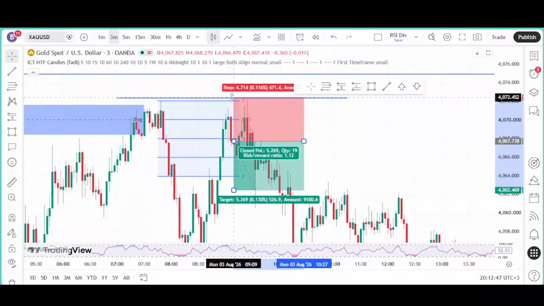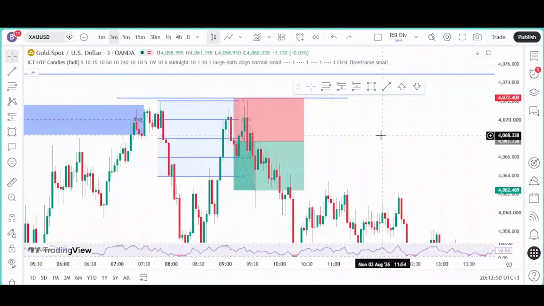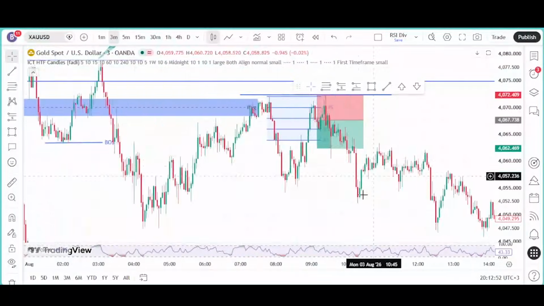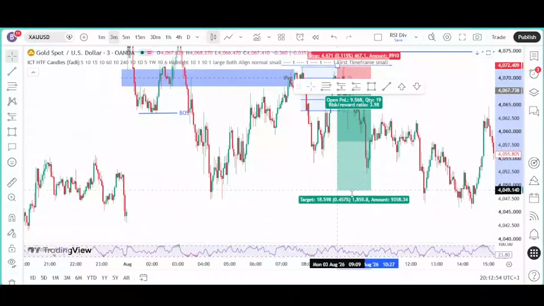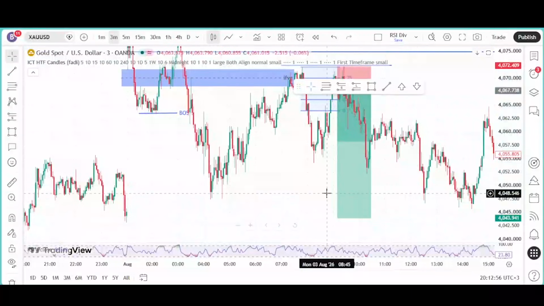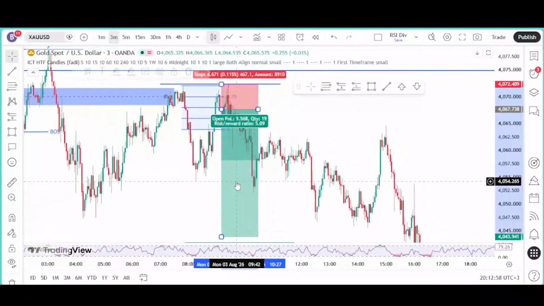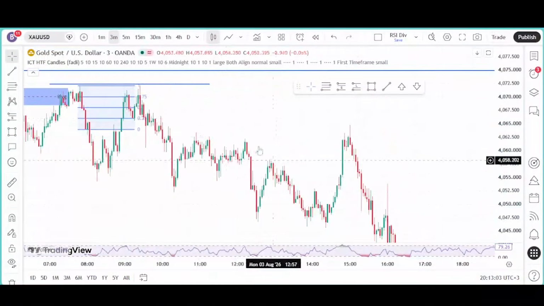Stop loss just above this engulfing range, and now with that you can target these lows here and also these lows here. So that is the first one. And also in the lower time frame, you can see this gives a 5R risk reward ratio.